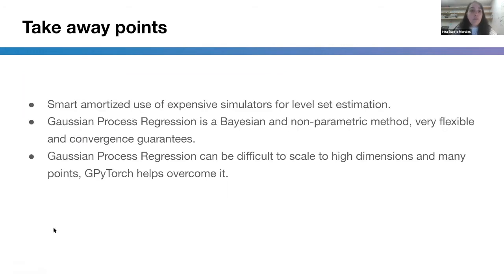So the main takeaway points from my talk are that we use simulators smartly and in an amortized way to perform level set estimation. Gaussian process regression has pros, which are the flexibility and the convergence guarantees, but also has drawbacks regarding scalability, and that's why we use GPyTorch to help overcome them.